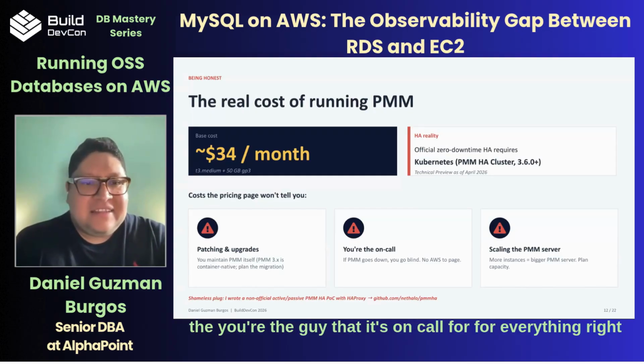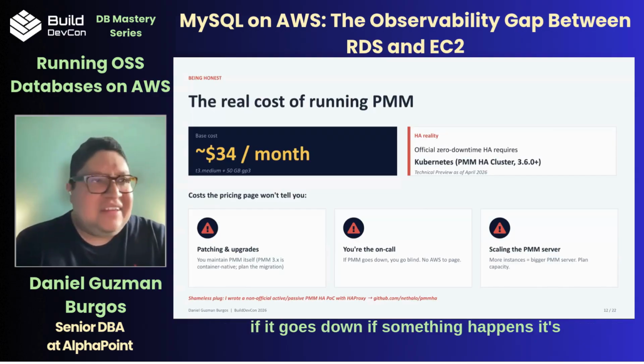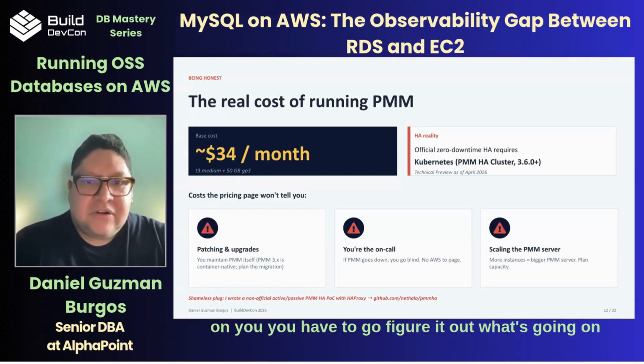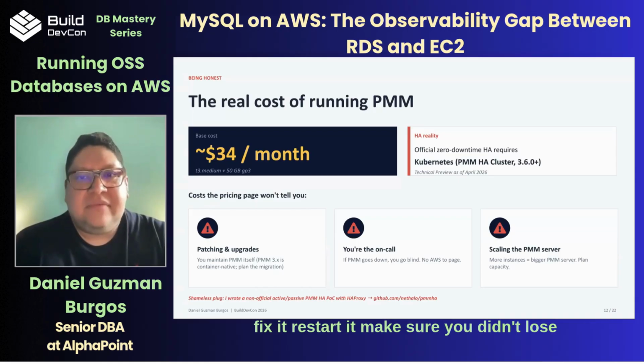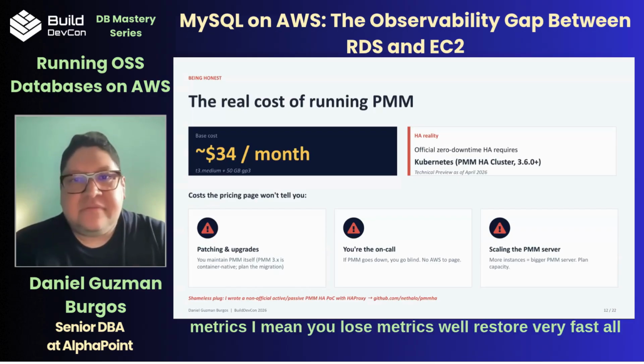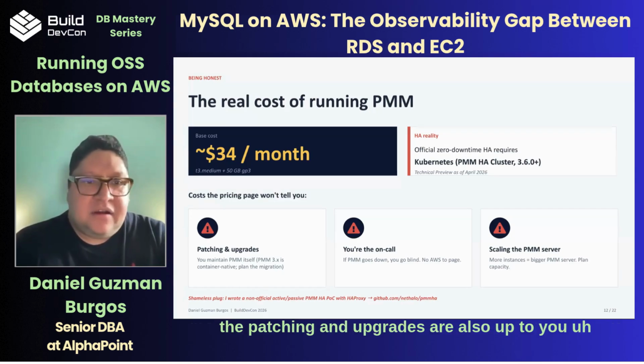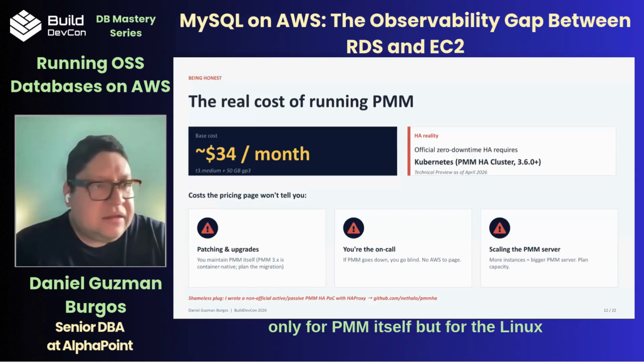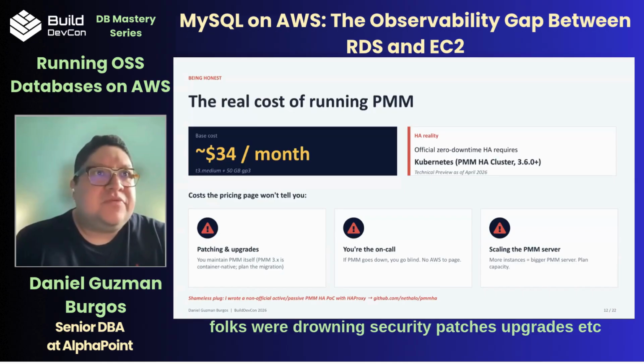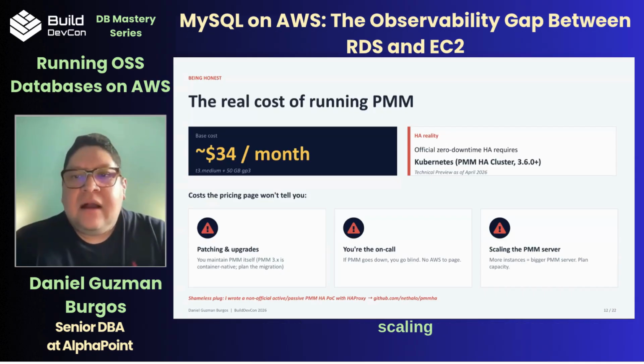You're the guy that's on call for everything, right? If it goes down, if something happens, it's on you. You have to figure out what's going on, fix it, restart it, make sure you didn't lose metrics, and if you lose metrics, restore very fast. All the patching and upgrades are also up to you. Not only for PMM itself, but for the Linux box where it's running: security patches, upgrades, etc.